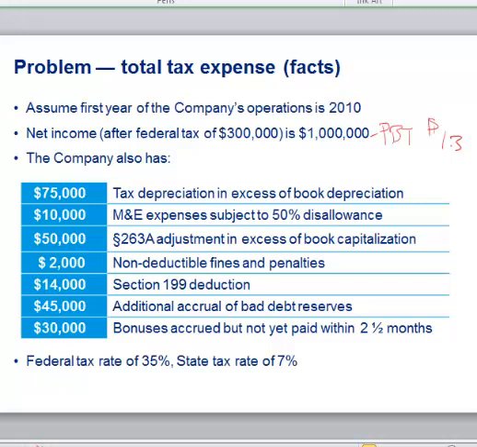Okay, so depreciation. So Catherine, is depreciation a perm or temp? Temp. All right. Meals and entertainment. Jose, what's meals and entertainment? Is it perm or temp? Perm.